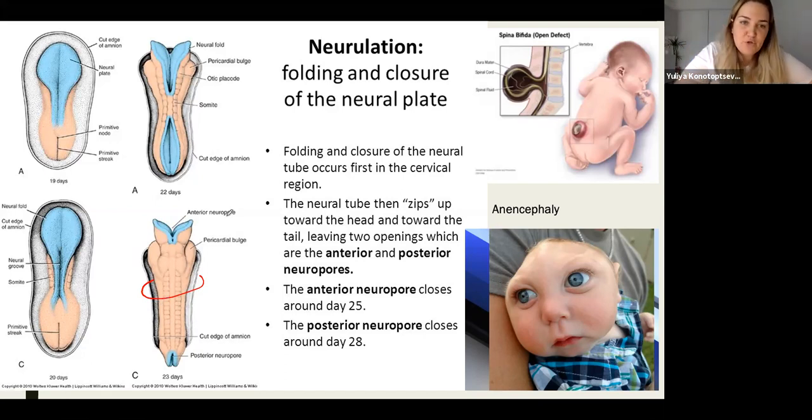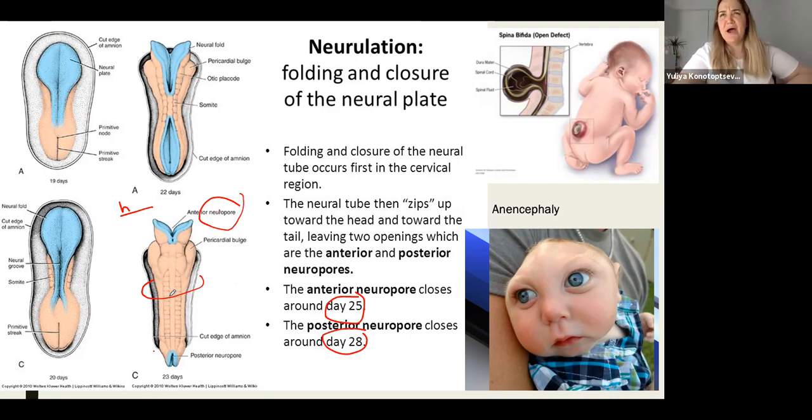Those holes are called neuropores, those openings in the neural tube. There is anterior neuropore, which is closer to your head, and there is a posterior neuropore, which is closer to your tail. Do you want your brain to have a hole here? No. So we should close those neuropores. Anterior neuropore closes on day 25. Posterior neuropore closes on day 28. Once they do, that's it. You have your normal central nervous system, consisting of the brain and the spinal cord. Is that clear?